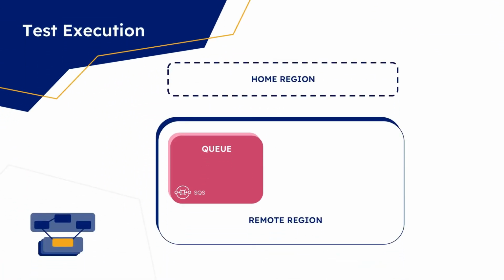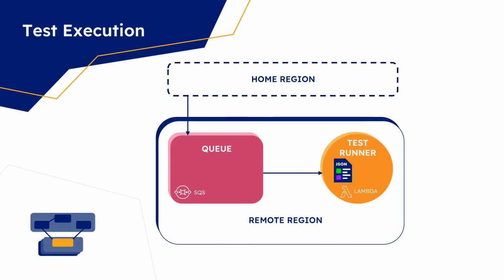Up to this point, all the infrastructure we've looked at has been within the home region. This, the test execution phase, is a look at what is going on in each remote region. As I mentioned previously, there's a queue that first receives the message in each remote region. The message is pulled from the queue by a Lambda function we refer to as test runner.